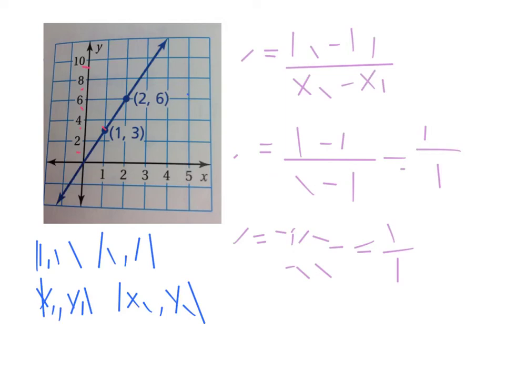Now if I go up again, I'm going to go up 3. 1, 2, 3. Go up 3 from that point. 1, 2, 3, and over 1. I'm at my next point, (2, 6). Now let's find a third point on the line. So from where we left off, we go up 3, 1, 2, 3, and over 1. And now we have a third point, which is (3, 9).